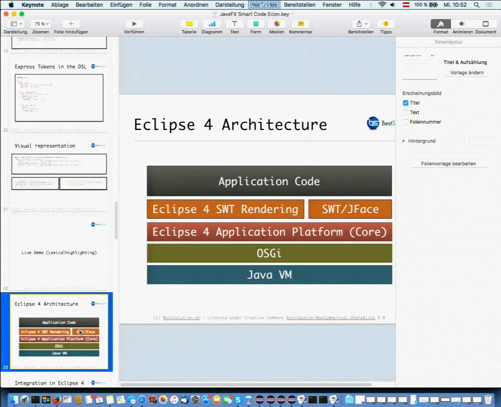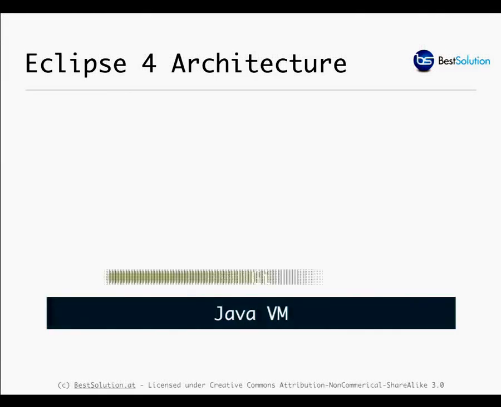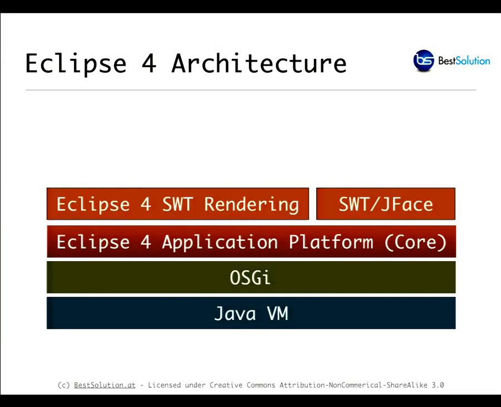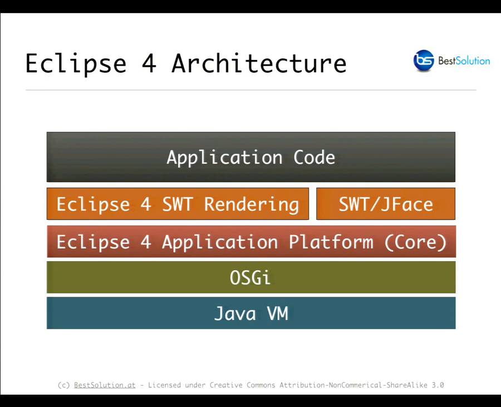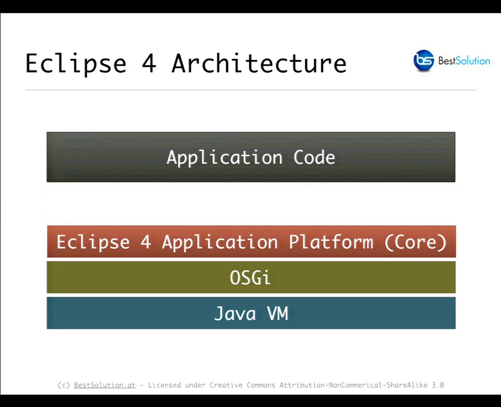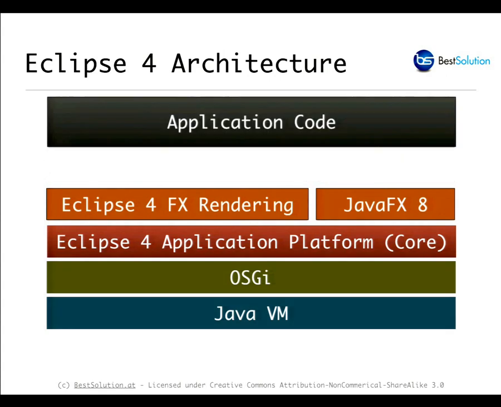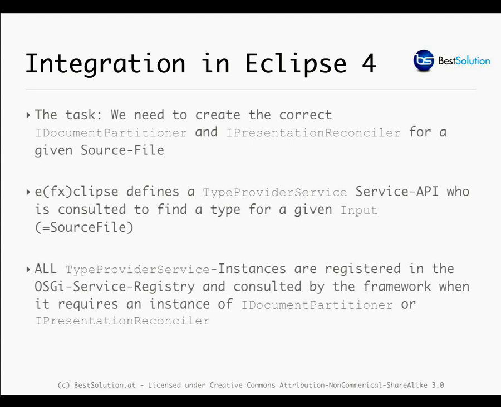Okay, so how does the integration in Eclipse 4 work? Well, we have the Java VM at the low level, then OSGi, then the Eclipse 4 application platform, and by default, when you get Eclipse 4, you use SWT as a rendering framework, and then you write your application code. What we do at FX Clipse is drop out the SWT layer and drop in JavaFX support. That's the trick. And in this area, we have our text editing framework moved in so that you can write text editors.